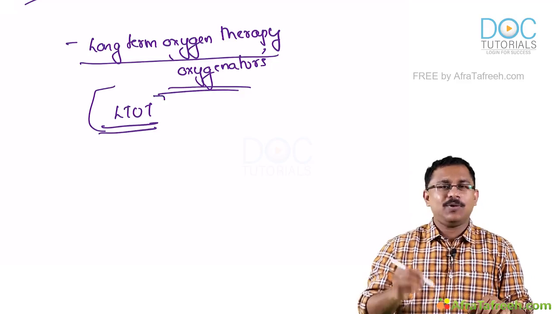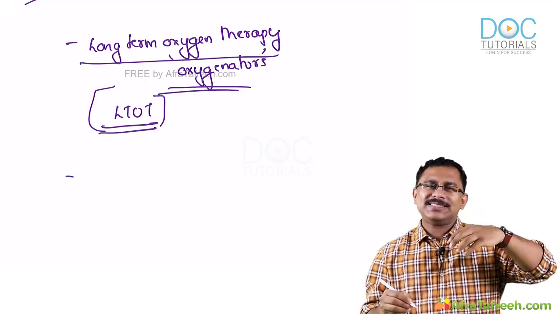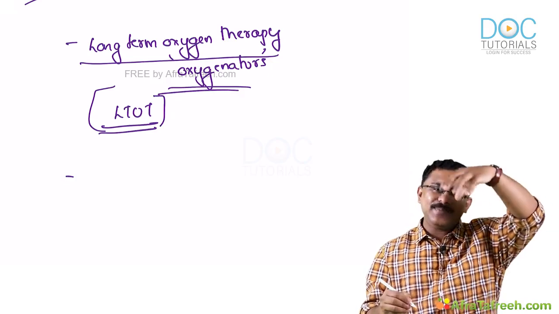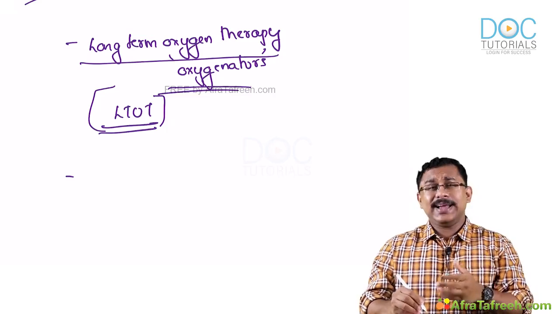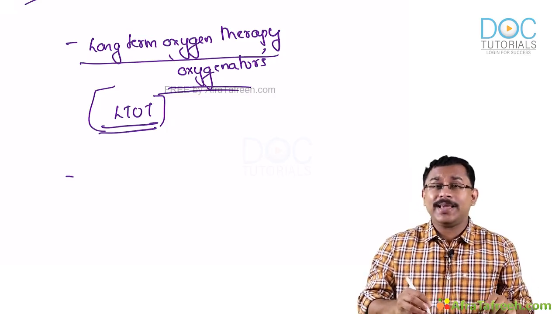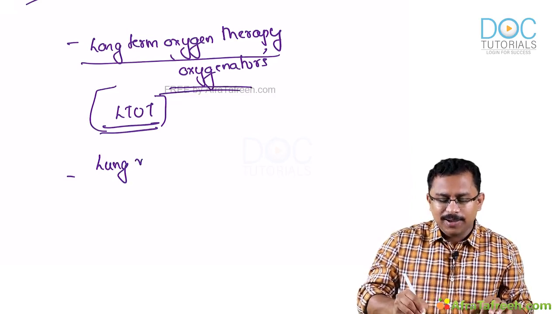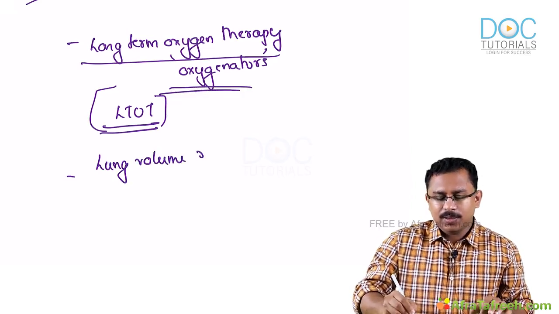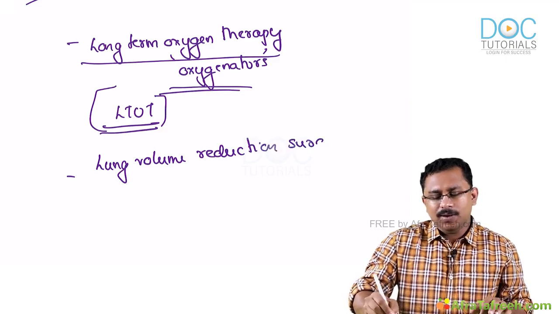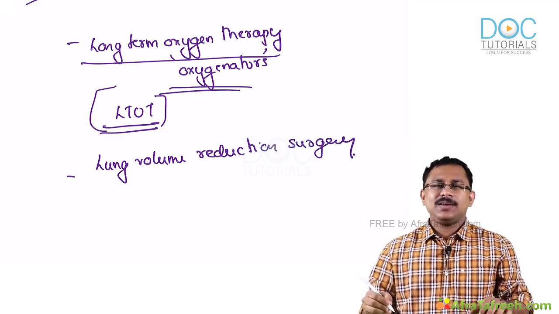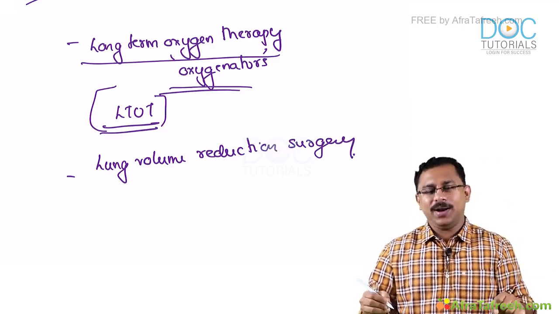Okay, long-term oxygen therapy. And then suppose if it is a centriacinar emphysema and the emphysematous changes are localized to the upper lobe, in such cases, if it is not responding to medical management at all, you can think of a lung volume reduction surgery. Okay, you can go for a surgical method. Lung volume reduction surgery. Now this is mainly useful if the emphysematous changes are involving the upper lobe.